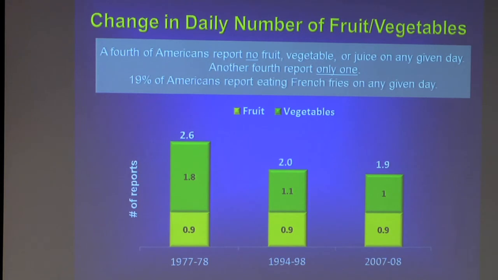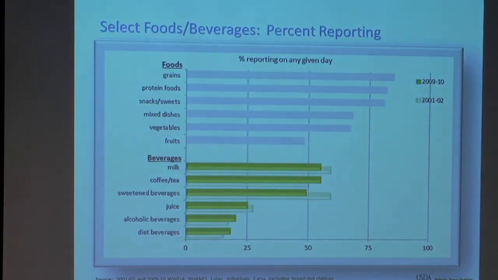And 19% of Americans report eating French fries on any given day. That's 1 out of 5 of us. So just think of how many are sitting in this room. 1 out of 5 of us are having French fries. Probably driven by that drive-through quick convenience, as well as the cost of the convenience. It's inexpensive to eat at fast food restaurants.